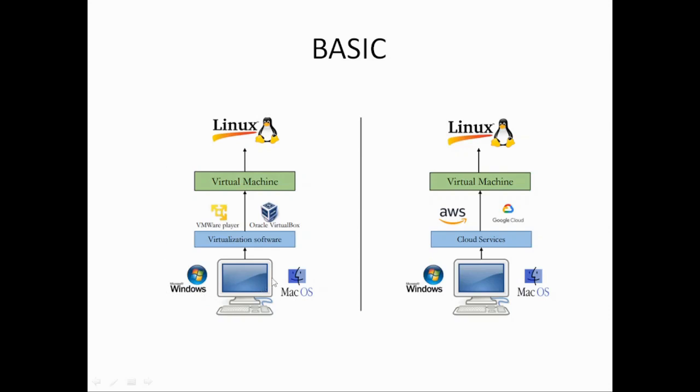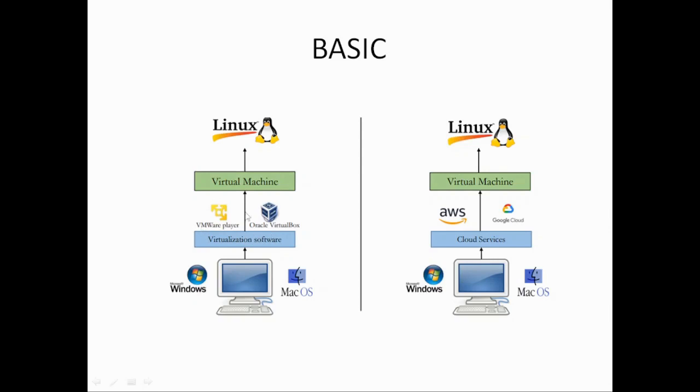So let's see what process I'm going to follow. Let's take the first scenario. This is my existing operating system, and this is the software that I'm going to download, the virtualization software. It will be either Oracle VirtualBox or VMware player. You can download either one of the two. These both are virtualization software.